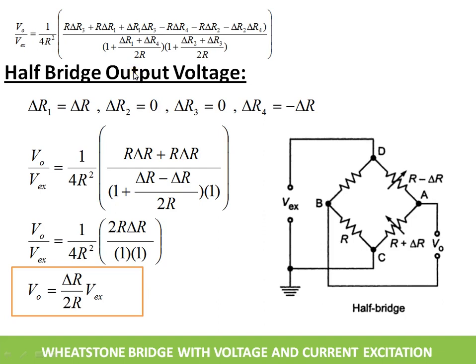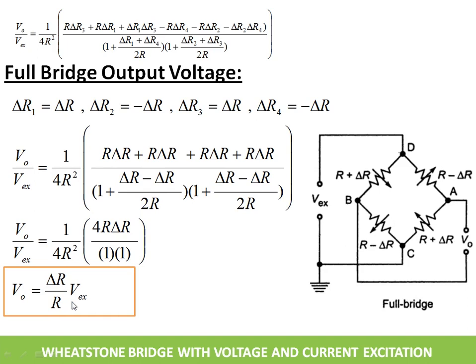This is another configuration, half bridge. Here two arm resistances are changing. Here I have considered adjacent arms are having equal and opposite change in resistance, R plus delta R, R minus delta R. If we substitute in this equation, we will get V0 equal to delta R by 2R into V excitation. Compared to quarter bridge, half bridge is having higher sensitivity. Here if you see, earlier it is 4R, now it is 2R. The sensitivity is improved by 2 times.